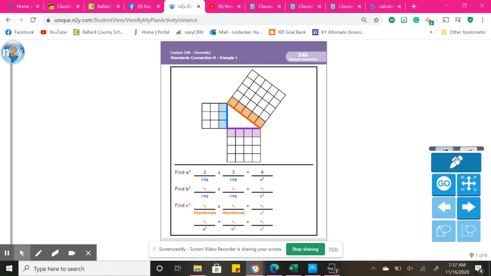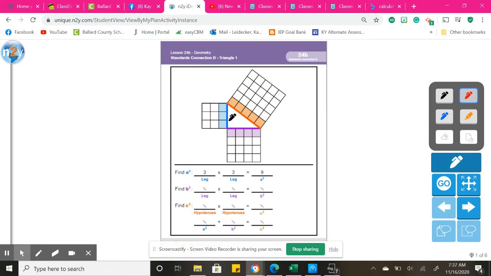And I know that this is my right triangle here because I can make a perfect square here. And anything across from my right angle is my hypotenuse. Okay, so that's why this orange here, this is your hypotenuse.